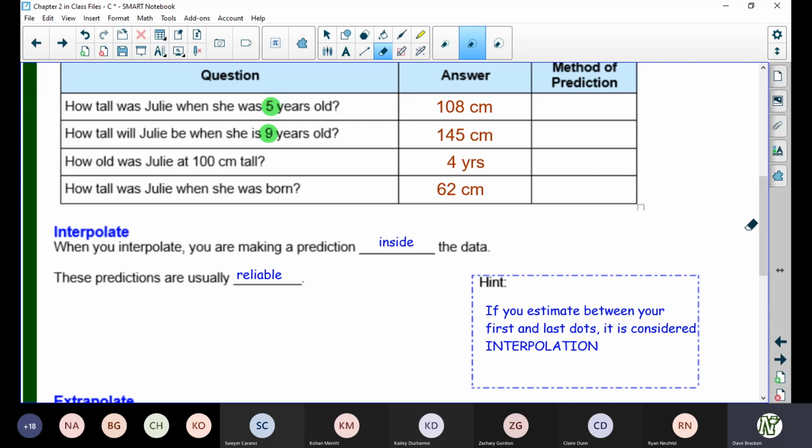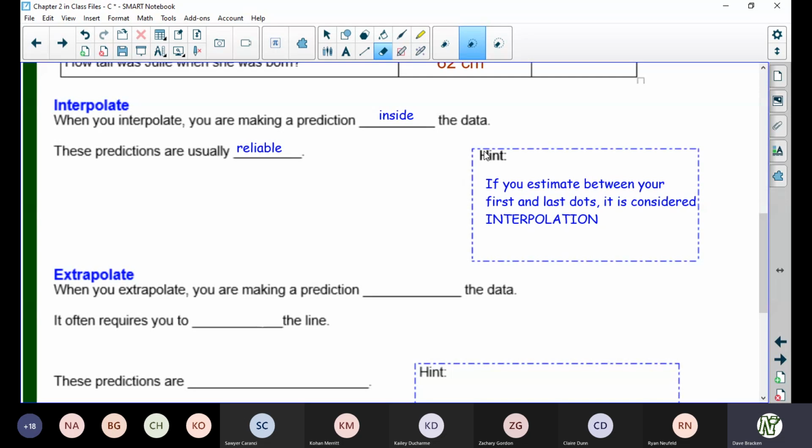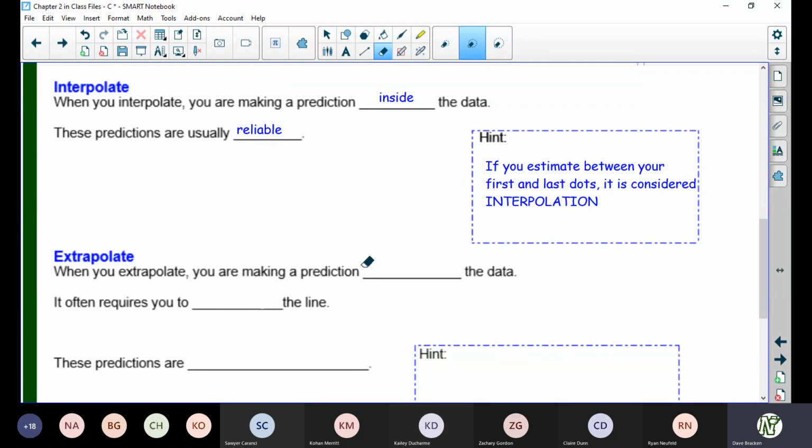Interpolation inside your data. Now, on the contrary to that is called extrapolation. I just got your message there, Keegan, you're all good, okay? When you extrapolate, you're making a prediction outside of your data. Like when you're outside of something, you're on the exterior of it, okay? You're on the exterior, extrapolation.